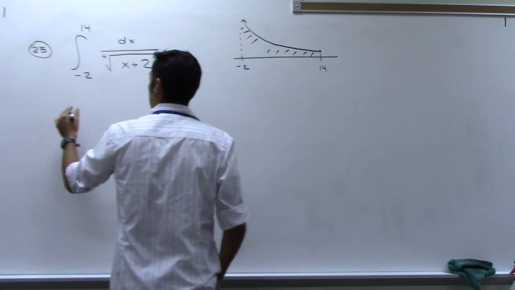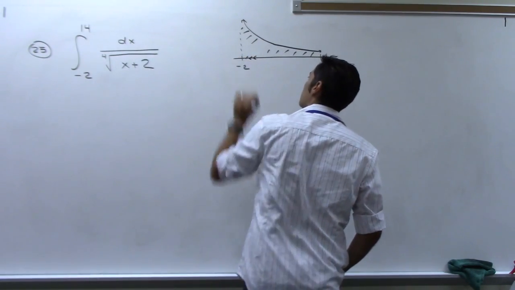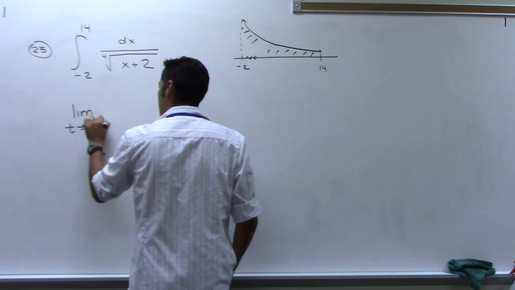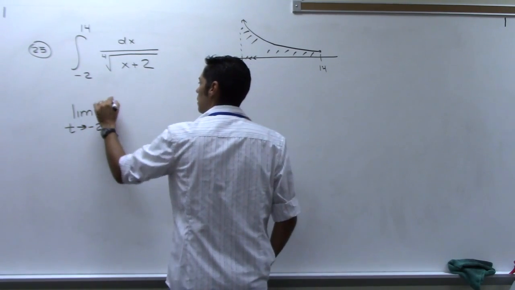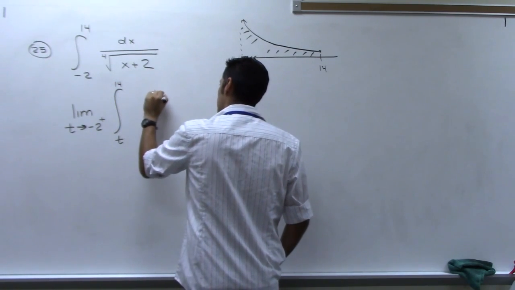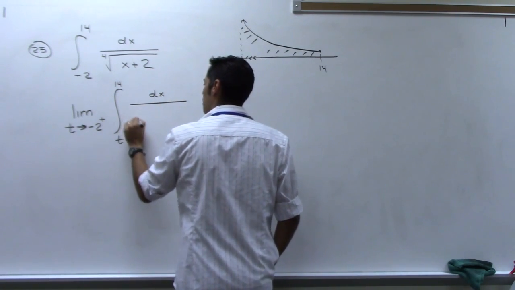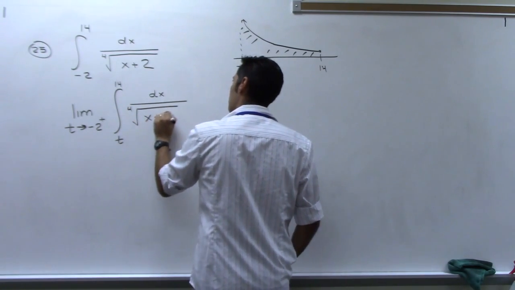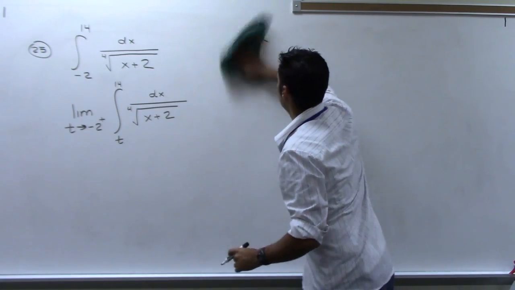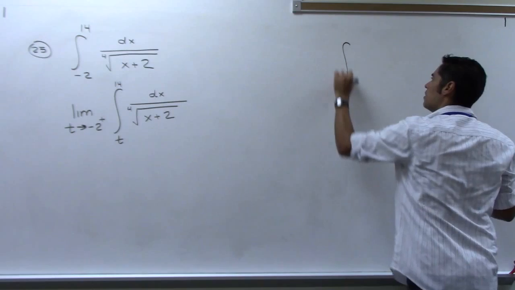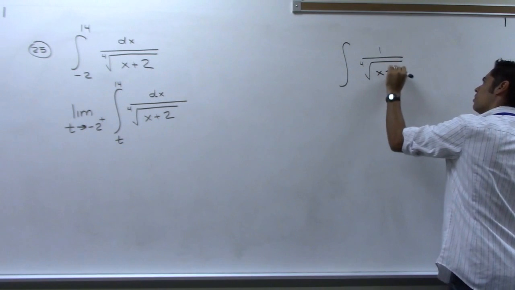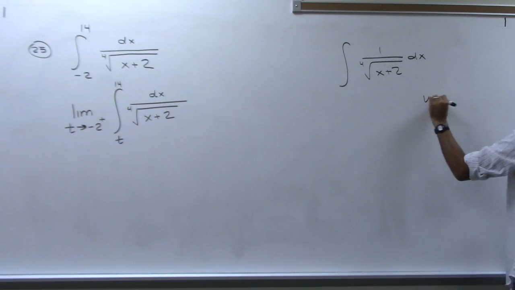This is going to be approaching -2 from the right. So I'm going to have the limit as t is approaching -2 from the right of the integral from t to 14 of dx over 4th root of x plus 2. So I'm going to have to figure out what that antiderivative is, so I'll work on that over here. I need the antiderivative of 1 over the 4th root of x plus 2 dx. Basic u sub here.